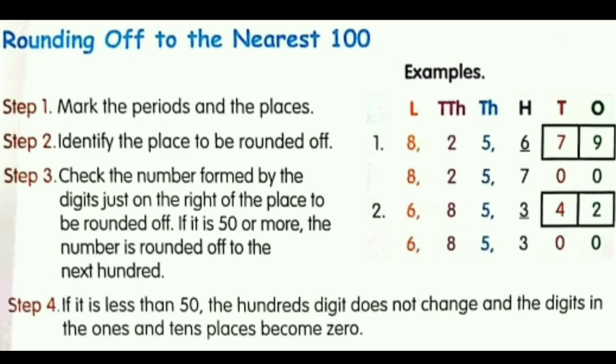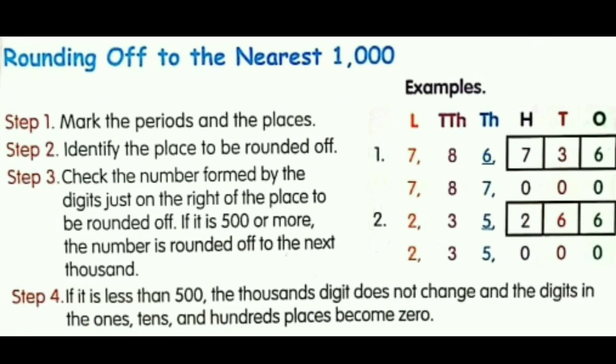Now take a look at rounding off to the nearest 1000. If we talk about the nearest 1000, as usual step 1 and 2 will remain the same. That is, first of all you need to mark the periods and places, and secondly you need to identify the places to be rounded off. After identifying, what do you need to do? You just need to look at the 1000, 100, tens and ones place. Now since we have identified the 1000 place to be rounded off, the first thing we need to look at is the 100, tens and ones place.